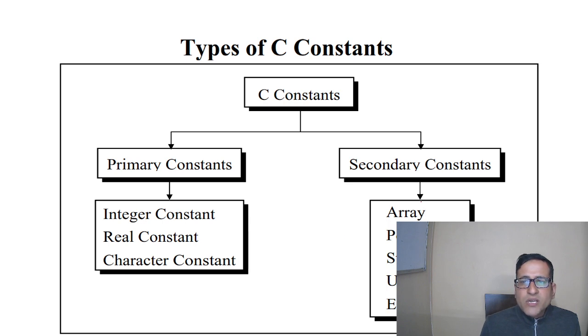In the secondary constants we have the array, pointer, structure, union, enum, etc. We will study these in further videos. Presently we will concentrate on these three primary constants.